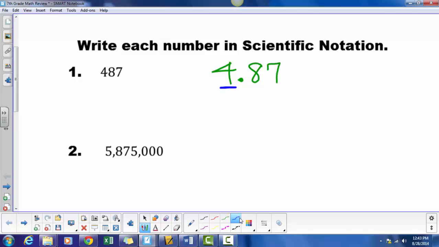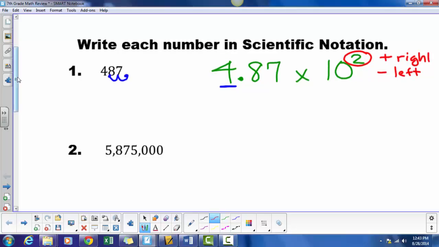But I need to figure out how many times I moved that decimal. So the decimal was originally here, and I moved it over 1, 2. So I'm going to multiply this by 10 to the second power. This number, remember this number right here, tells me how many times I need to move the decimal. If it's positive, I'm going to move it to the right. If it's negative, I need to move it to the left. And that's when we go back to standard notation, okay?